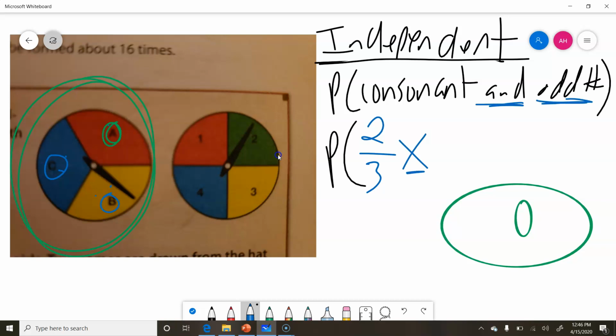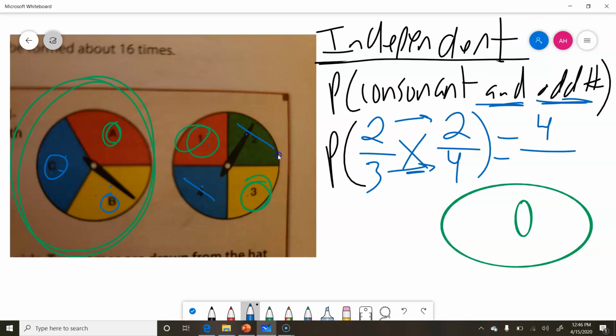Now an odd number. So I come over here. Is 4 an odd number? Nope. Is 2 an odd number? Nope. So my odd numbers are 3 and 1. So how many is that? 1, 2. So that is 2 out of how many do we have? 1, 2, 3, 4. 2 out of 4. So I multiply that. 2 times 2 is 4. 3 times 4 is 12. And if I simplify, that's 2 out of 6, which is also 1 out of 3.